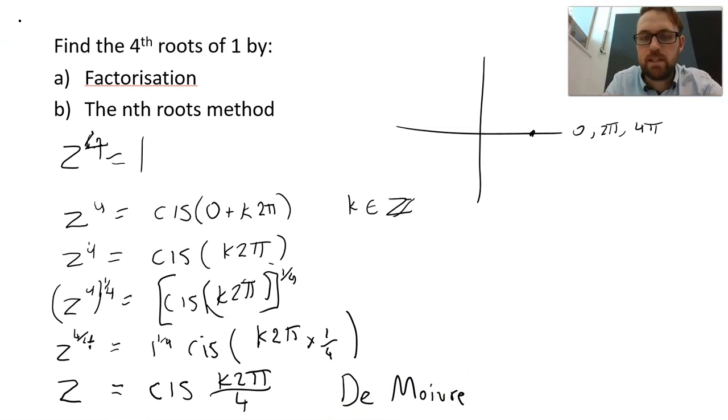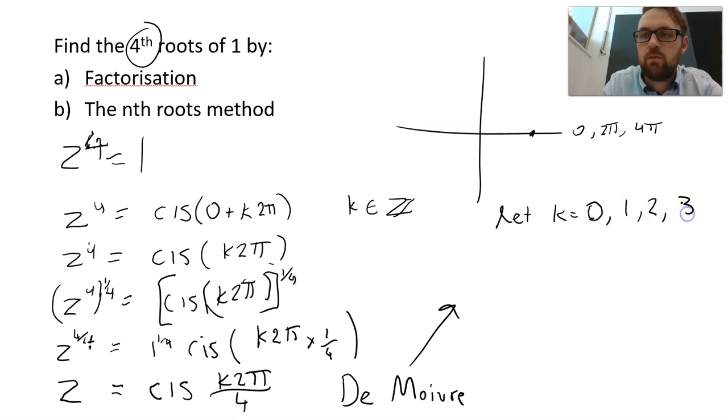All right, so the next point, this is probably the most important step here. So we're going to say let k equal, we've got 4 roots, so we're going to choose 4 numbers. So 0, 1, 2, and 3. We're going to choose 4 numbers. So what this means is we'll get 4 solutions as well.